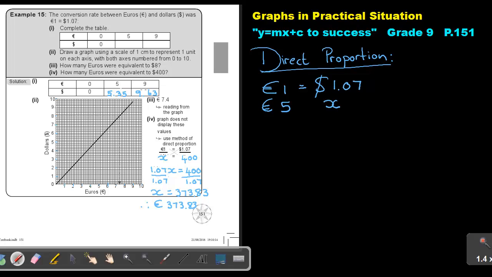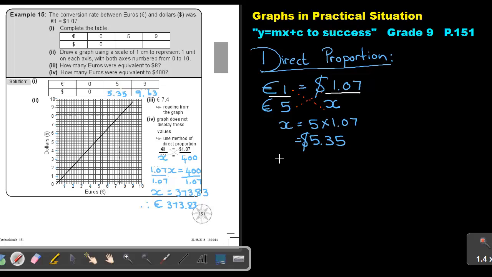Now I'm going to do it like this. I make it a fraction. This fraction is equal to this fraction. So what do I do? I can cross multiply. Now if I cross multiply, 1 times x is x, and it will be 5 times 1.07, and that will give me an answer of 5.35, and that will be $5.35.